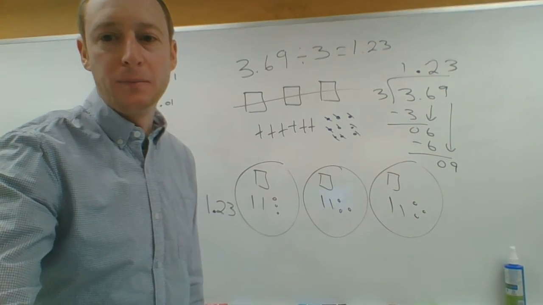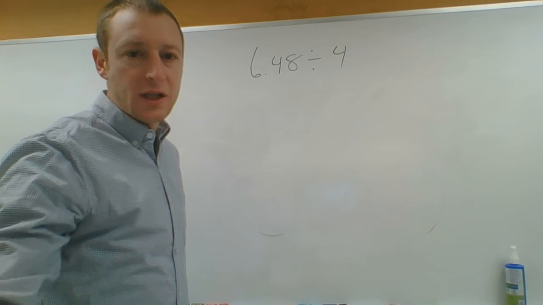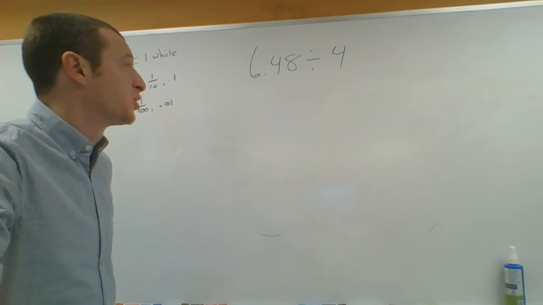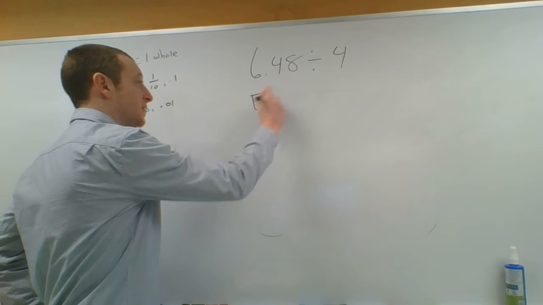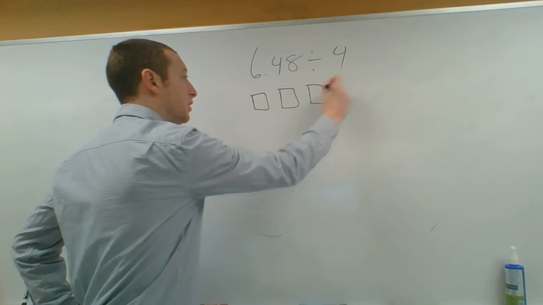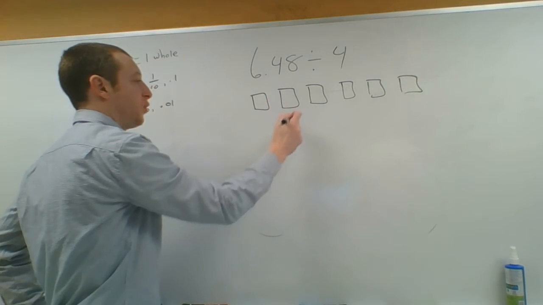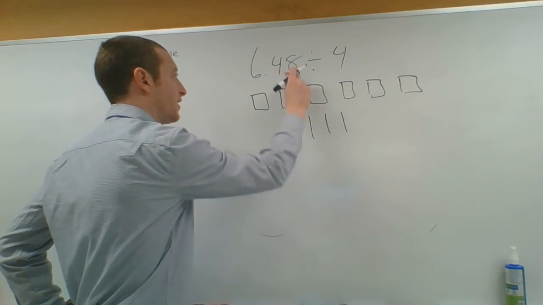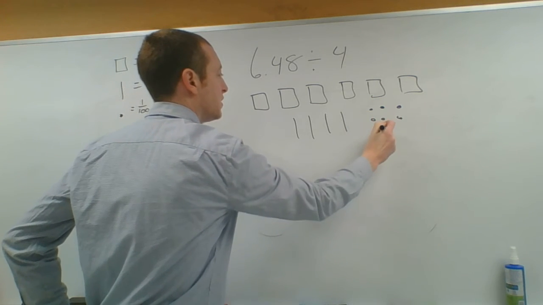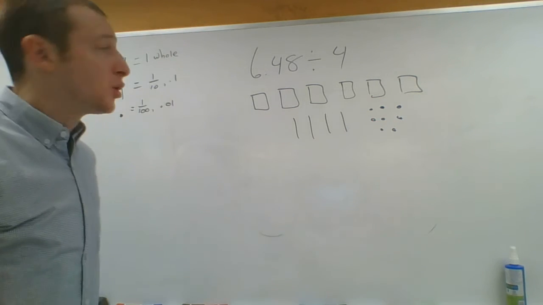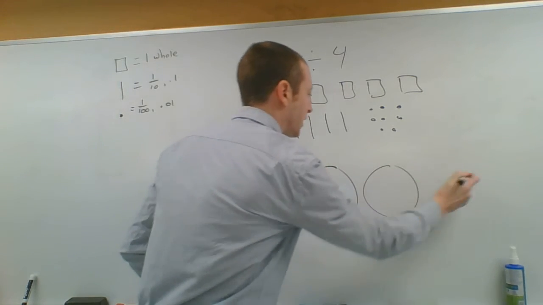Let's try a harder one. Now I've got 6 and 48 hundredths divided by 4. So let's draw it first. I've got 6 wholes, 1, 2, 3, 4, 5, 6. I've got 4 tenths, 1, 2, 3, 4, and I've got 8 hundredths, 1, 2, 3, 4, 5, 6, 7, 8. We want to split these up into groups of 4: 1, 2, 3, and 4.